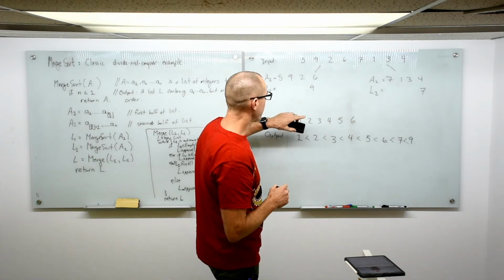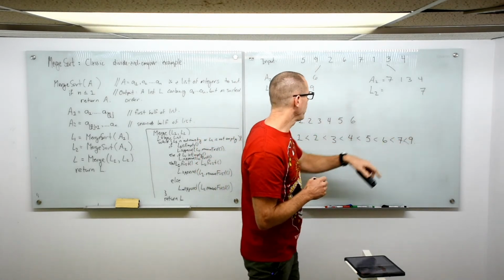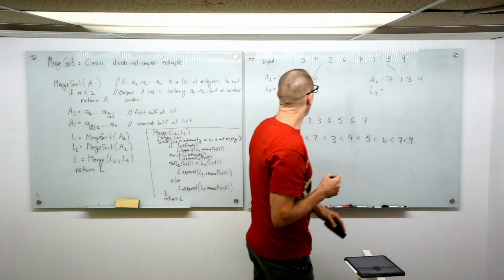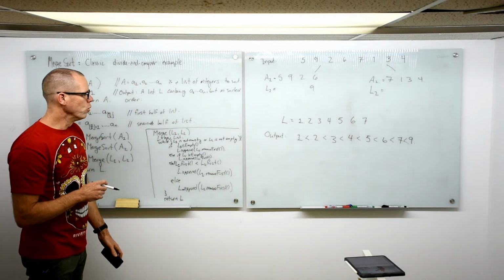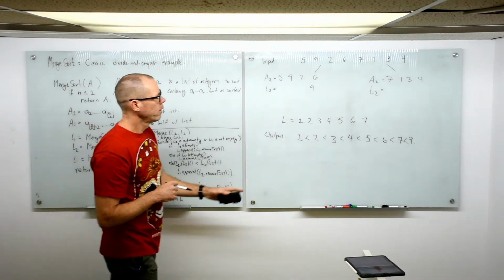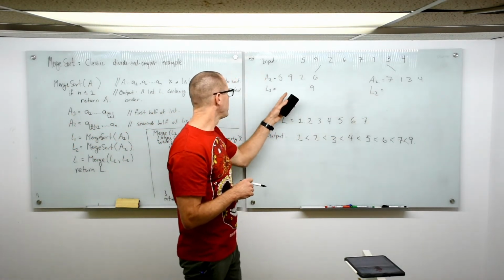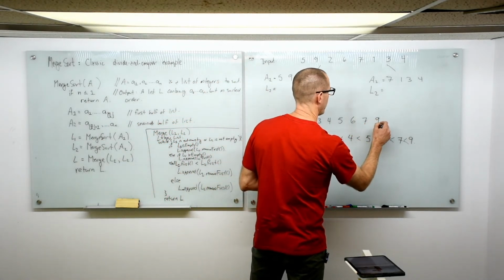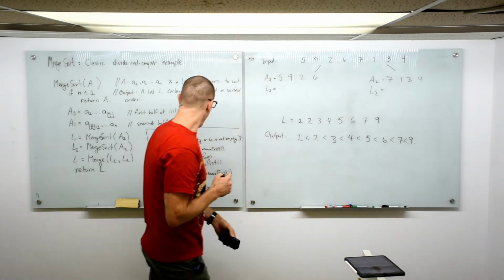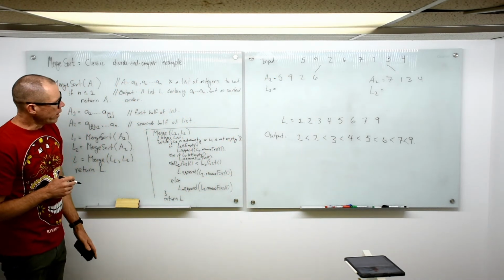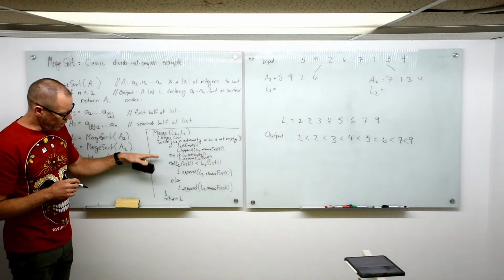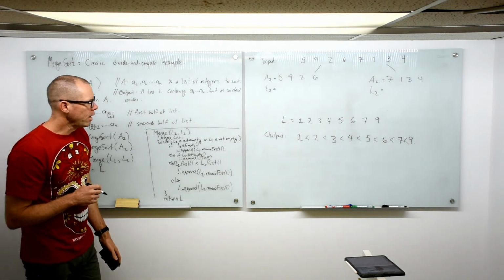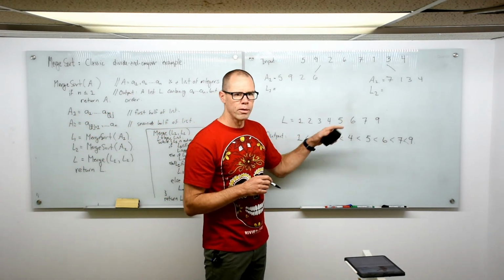And now we're looking at 9 and 7, so we take the 7. And now L2 is empty, so we take whatever the first thing is in L1 and put it here. And now both lists are empty, L1 and L2, so the while loop terminates and we return L. Okay. And indeed, this gives you the correct sorted order.